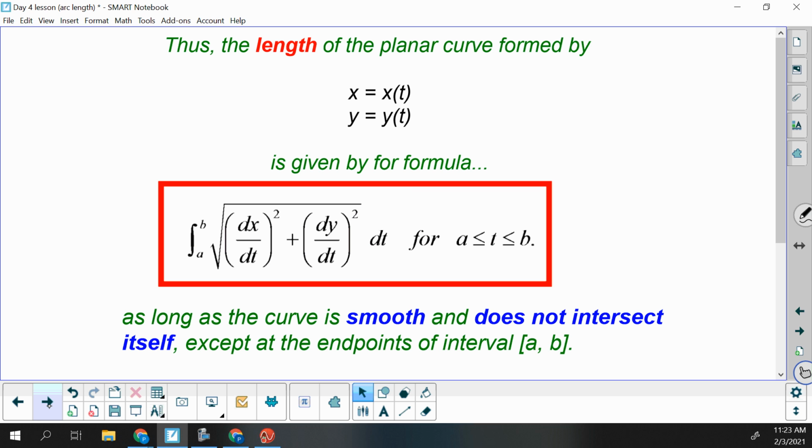Now, under the box there is an important thing to remember. This is only true if the curve is smooth. So if you have any corner points or abrupt changes, it would not be true over that interval. And we have to make sure it doesn't intersect itself. If it does either of those things, we just might have to do multiple integrals for each of the smooth parts.